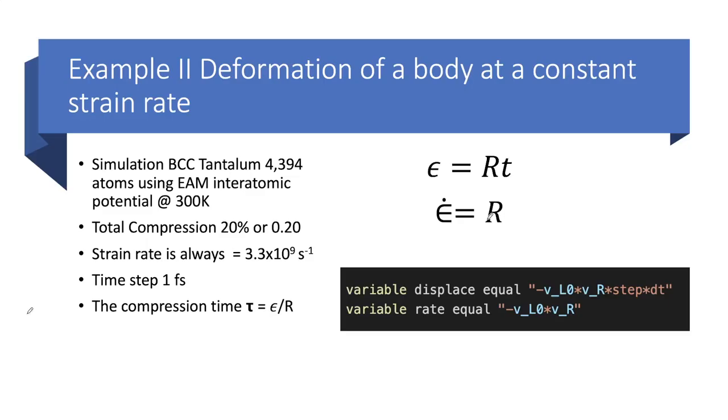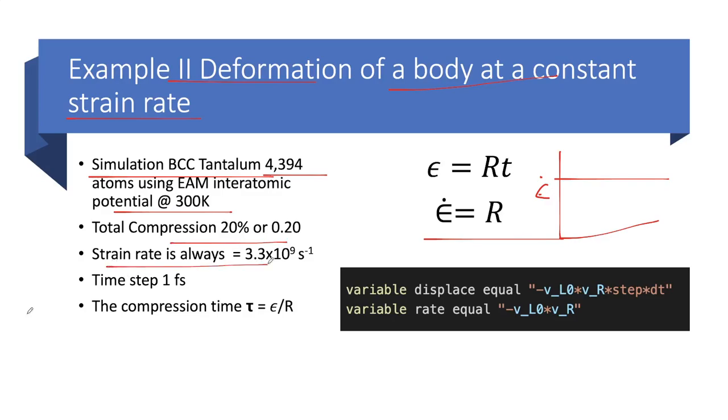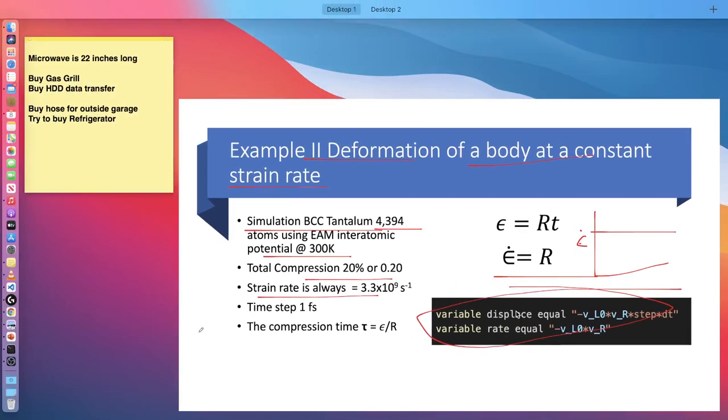Okay, now if we go here, we're going to do another example where the deformation of the body is constant, right? So here the strain rate is only a horizontal line, so it means the strain rate is always the same. So it's the same simulation for 4,000 atoms, 300 Kelvin. The compression is 20%, but here the strain rate is always the same. So what I did was only change the strain and the rate to this right here.